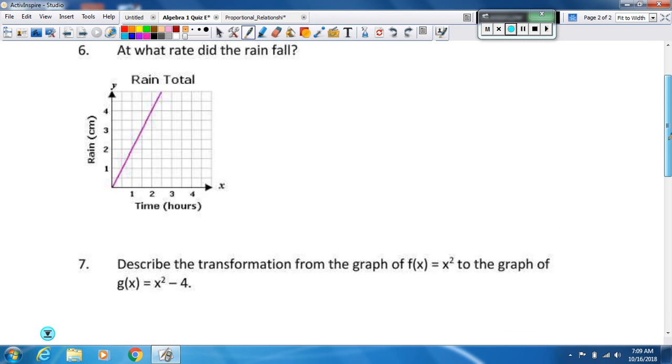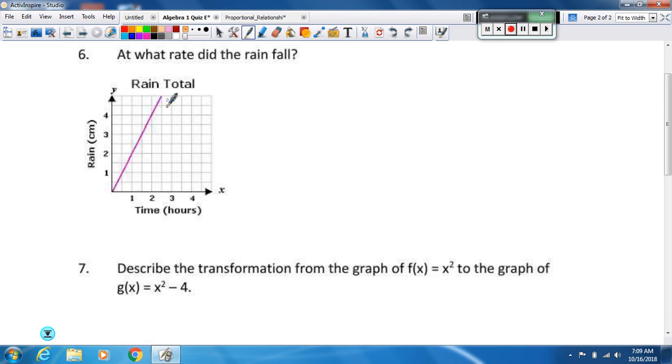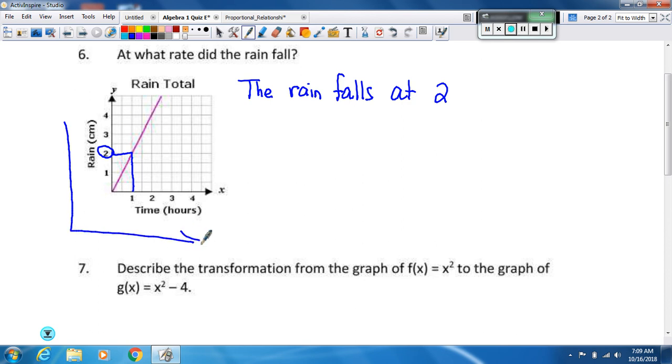At what rate did the rain fall? Okay, this is a proportional line because it's touching 0. So when it's a proportional straight line touching 0, you can go to 1 and go over and see where you're at. So the rain falls at 2, and then you read it like this, and you put the per here. So it's centimeters per hour.